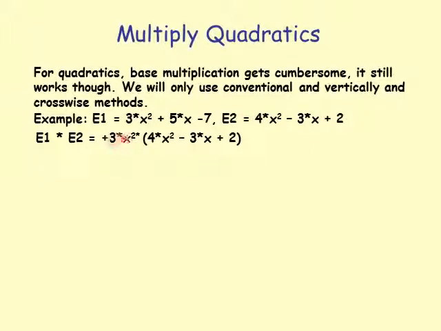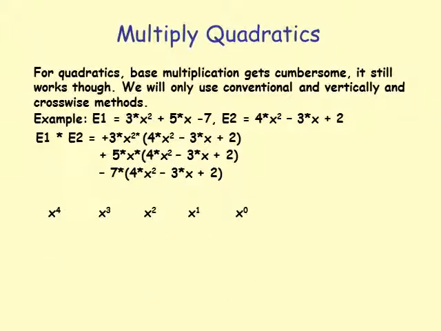So plus 3x squared times 4x squared minus 3x plus 2. Okay, let's continue here. And then plus 5x times the second expression, 4x squared minus 3x plus 2. Let's continue. Then minus 7 times the second expression, 4x squared minus 3x plus 2.